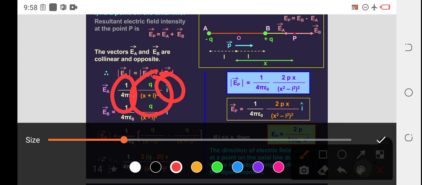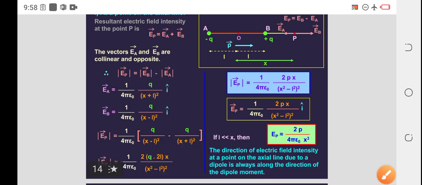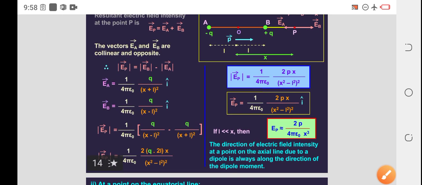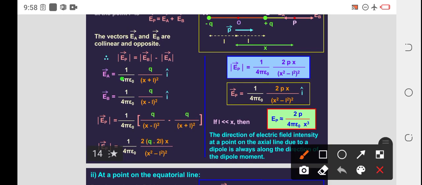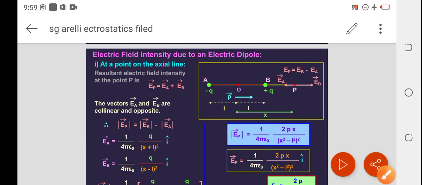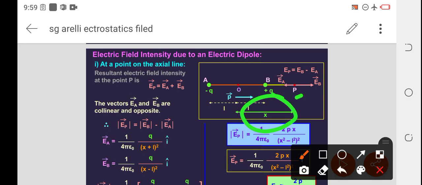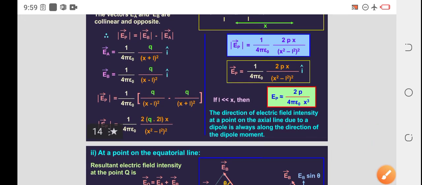Coming to EB, that will be 1 by 4 pi epsilon naught, then the other charge q by, you can take here at the point, x minus L. What is that? x minus L. Then 1 by 4 pi epsilon naught q by (x minus L) all square into the vector i cap. The vector in the direction of horizontal, we are taking i cap. Now EB minus EA equal to what?